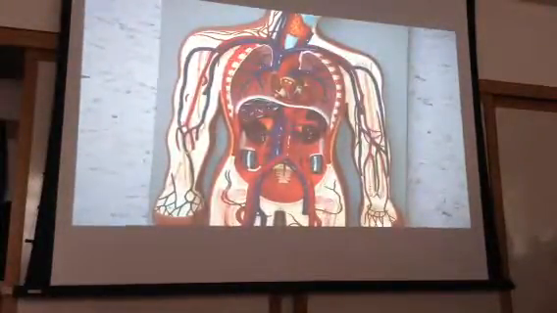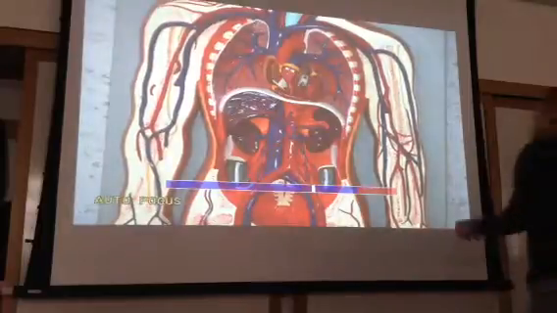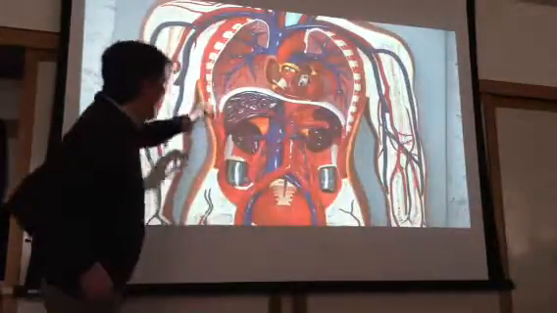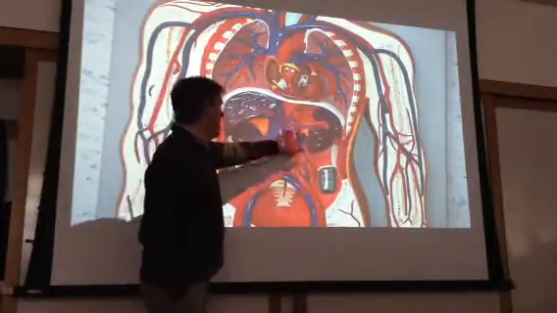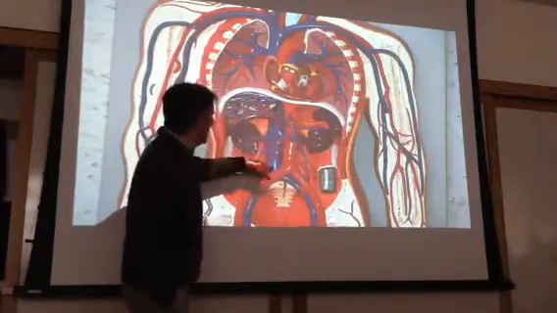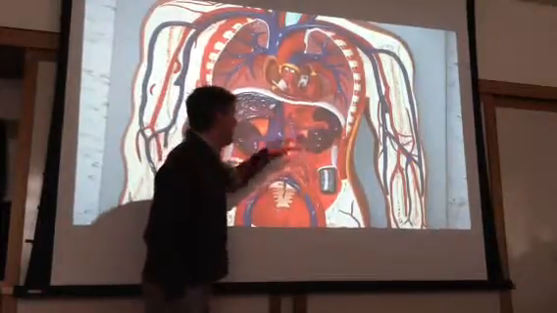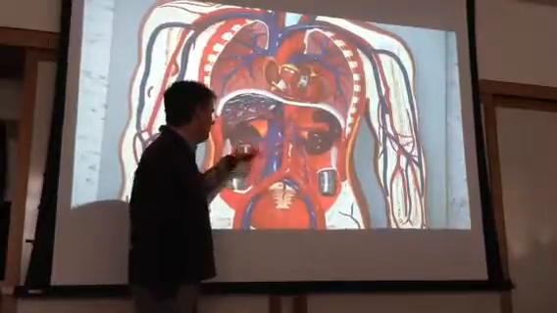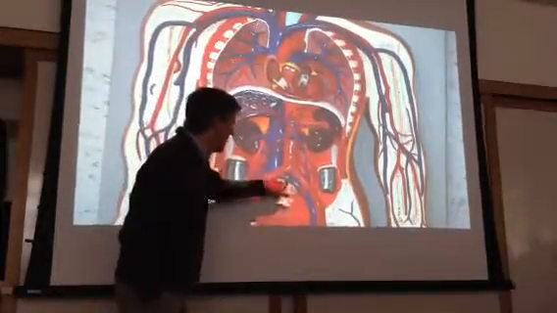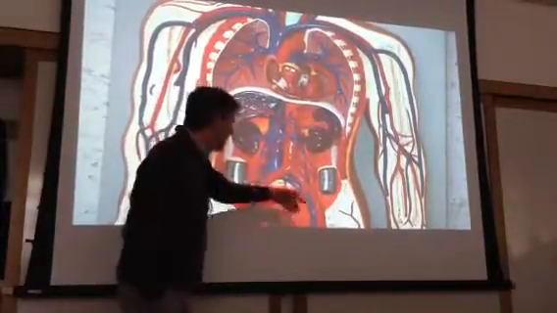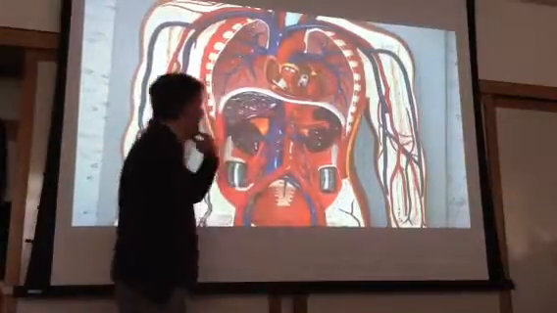If you get into the abdominal cavity, this big vein coming down here is the inferior vena cava. There's a left renal vein, a right renal vein. You've got your common iliac vein, internal iliac vein, external iliac vein, femoral vein.